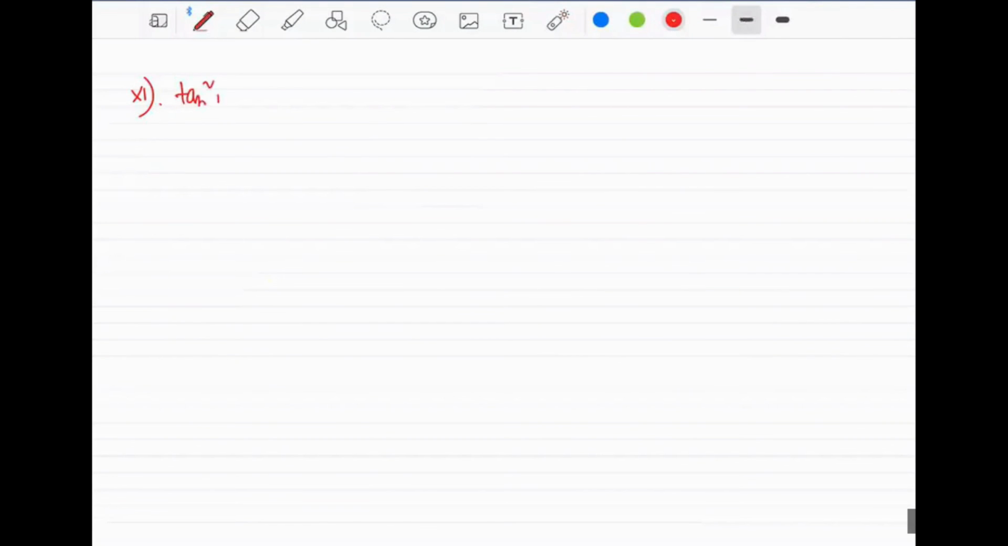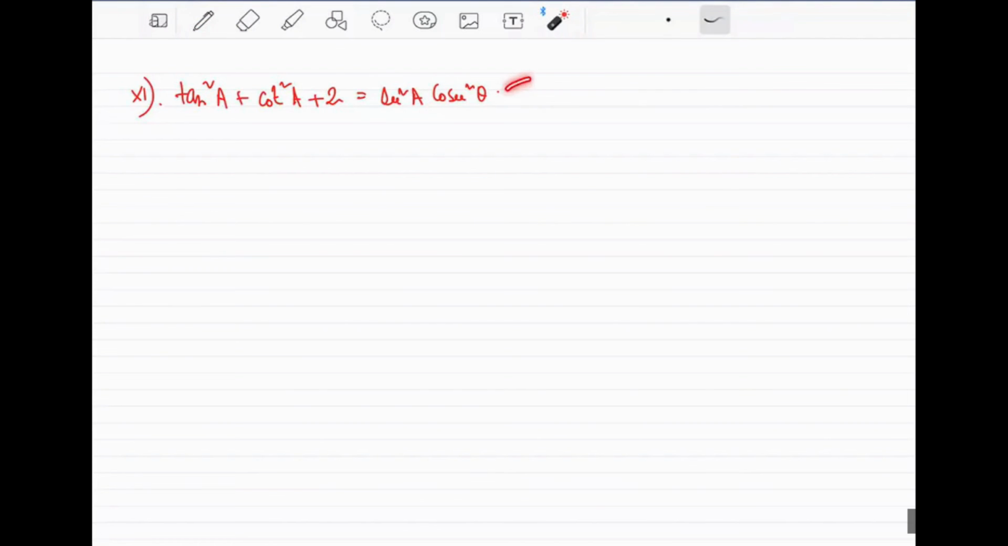Tan square a plus cot square a plus 2. This is equal to what? Sec square a plus cosec square a. If you look up at Roman number 4, it's similar. It's similar to the Roman number 4. Sorry, I'm putting theta here. It's supposed to be a.